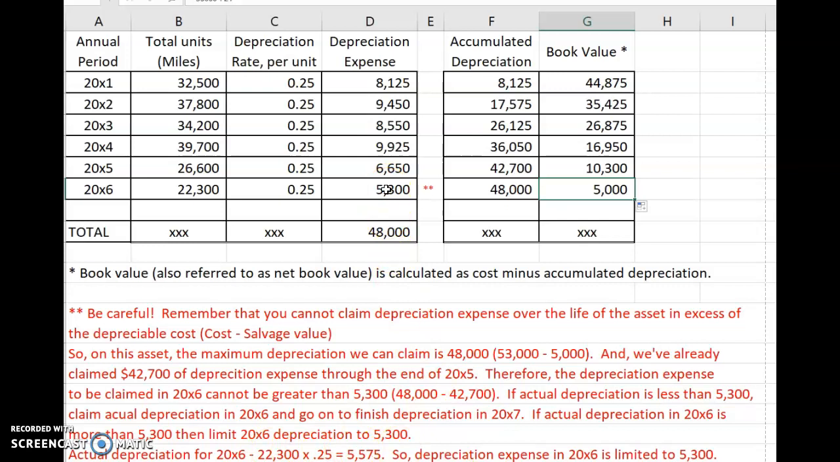Well, that's all for this video. When we come back, we'll start talking about another depreciation method, double declining balance.